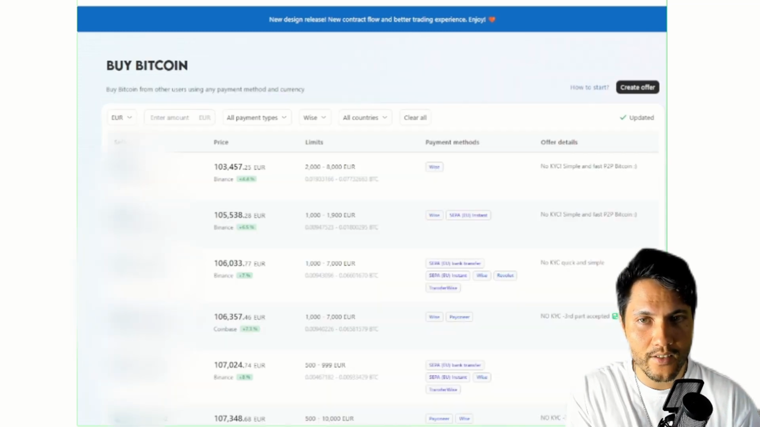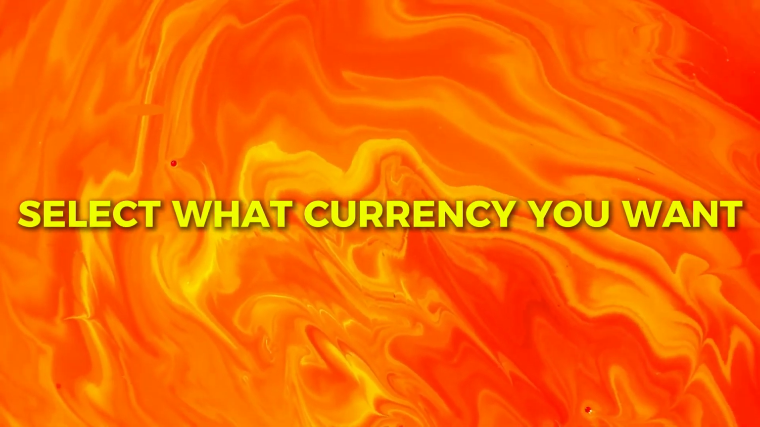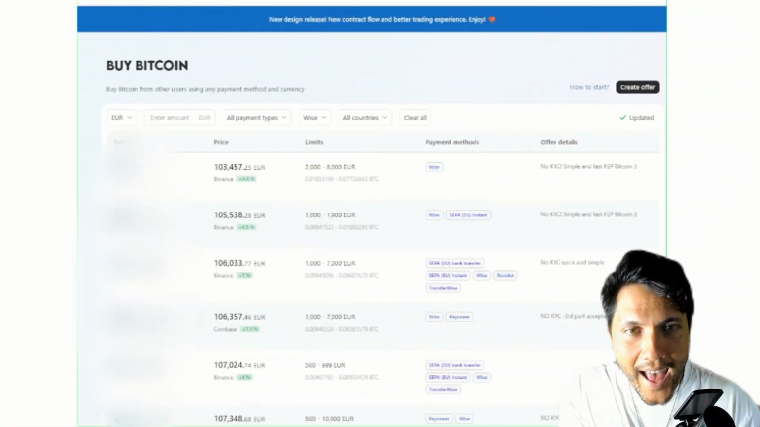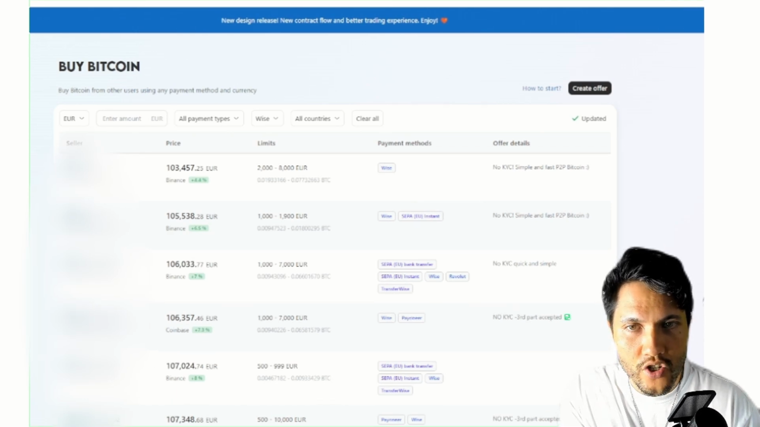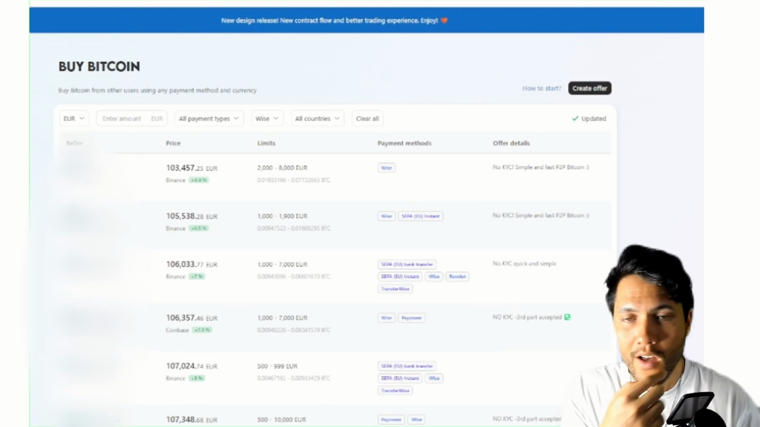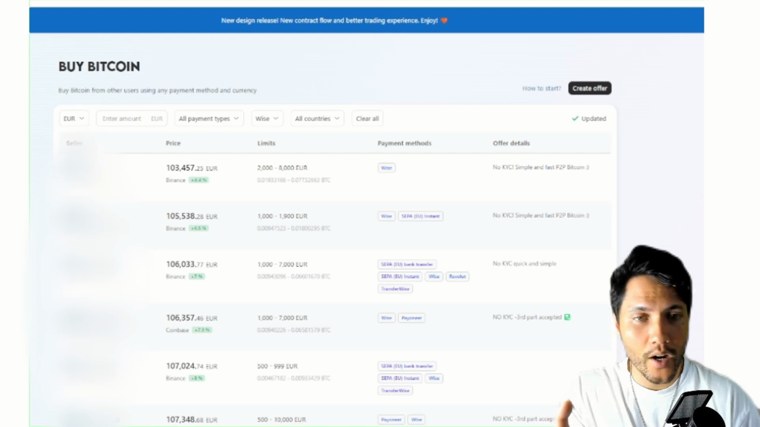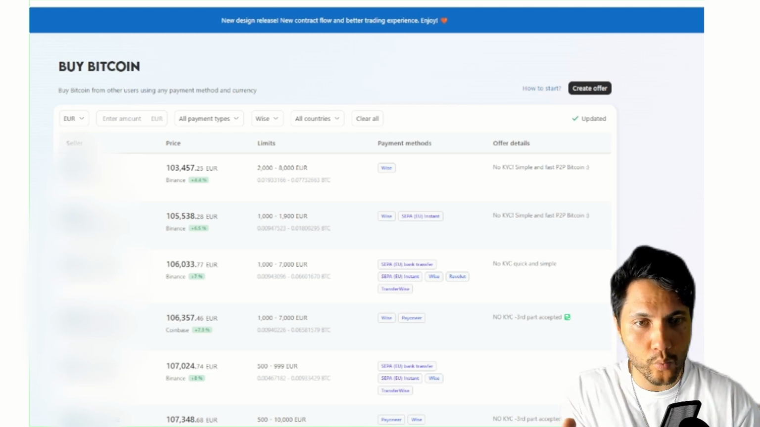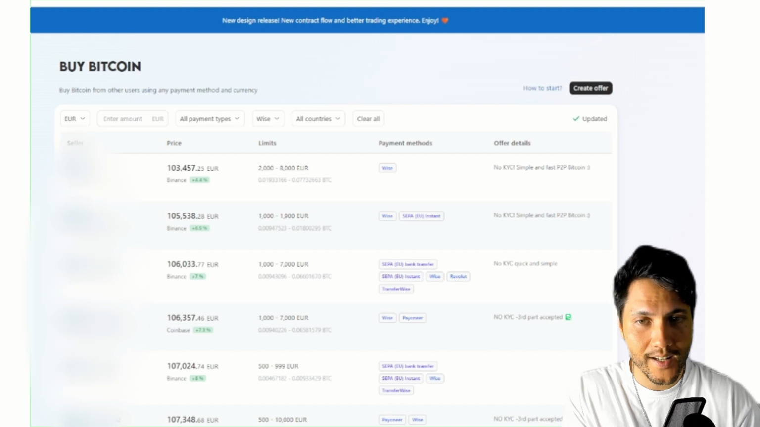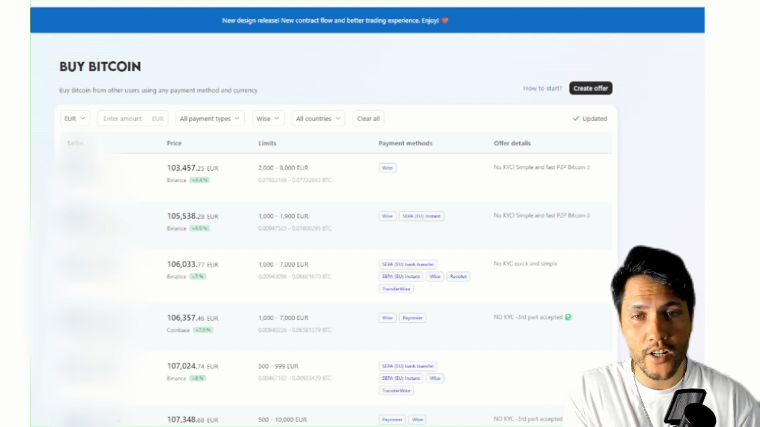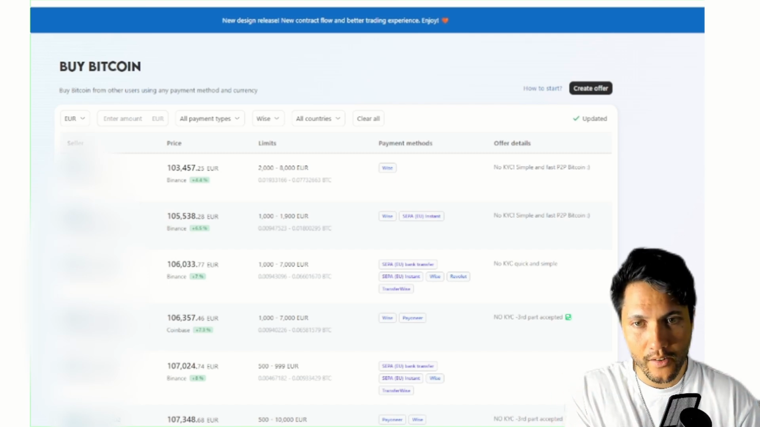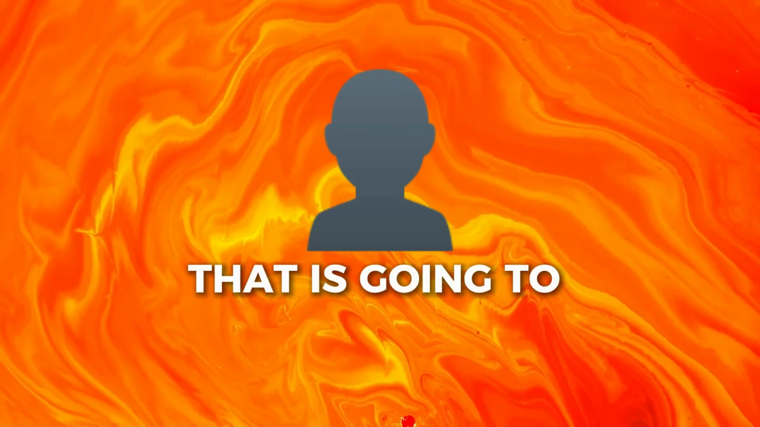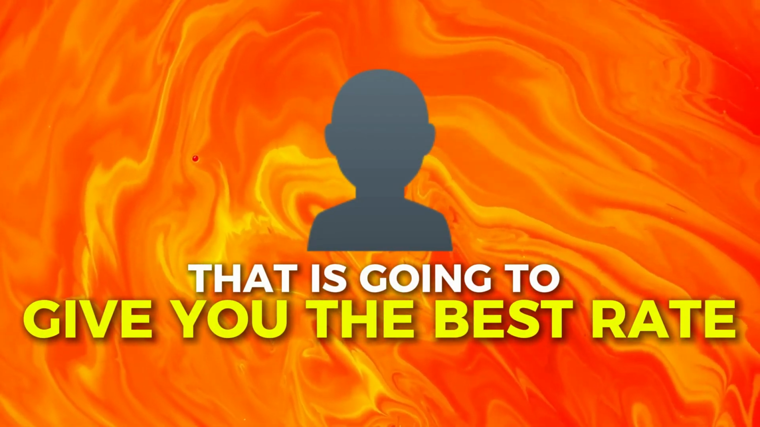So first thing is I've selected what currency I want. I've selected euros, and then I've also selected which payment method that I want. I've selected Wise. So when I can see all the sellers here, it's measured by how much above market rate they're selling it for. So these guys aren't running a charity, they're making money doing this. So they're providing this service by selling Bitcoin above market rate. So I want to find someone that is going to give me the best rate, the lower the better.